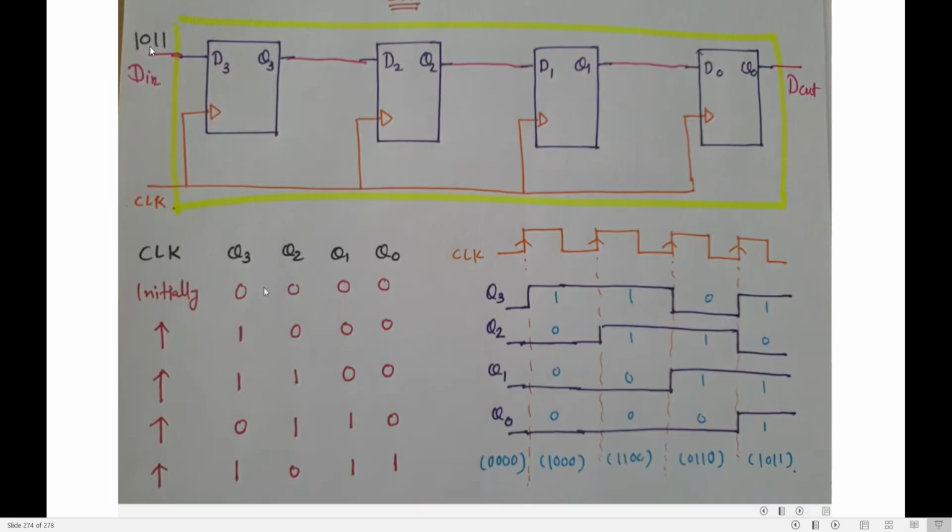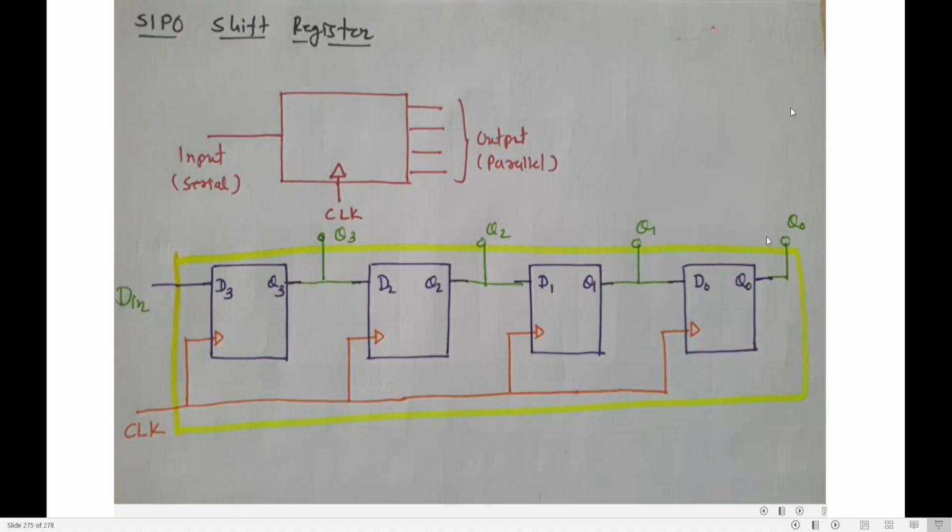When you get the full data 1011 outside, you get it only after 1, 2, 3, 4 clock pulses. Only after 4 clock pulses do you get 1011 inside each flip-flop. So this is called serial in, serial out.